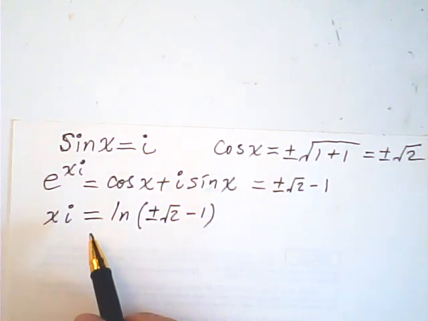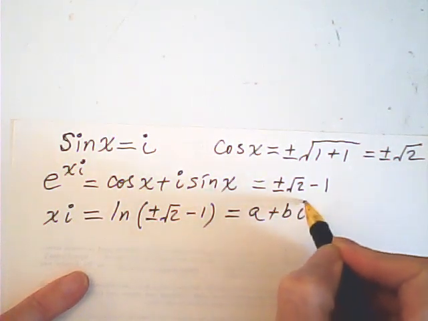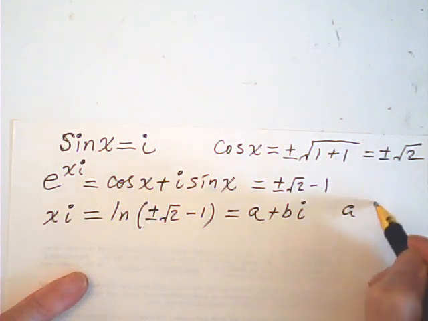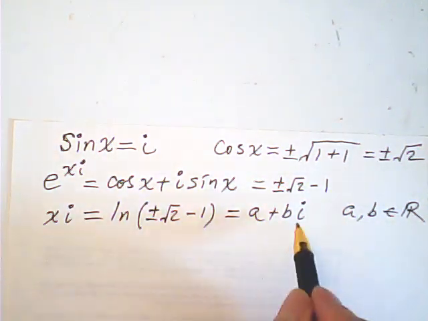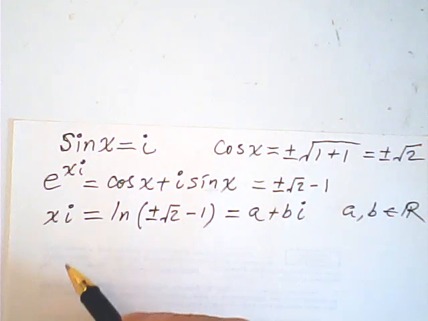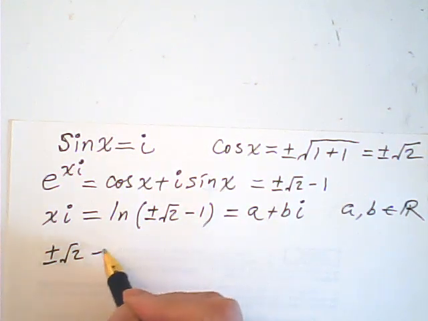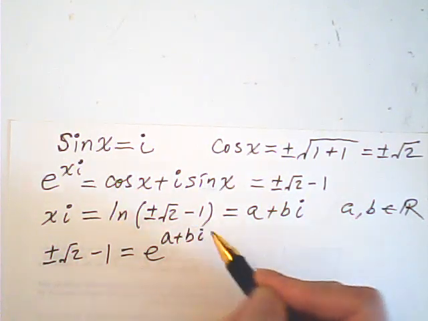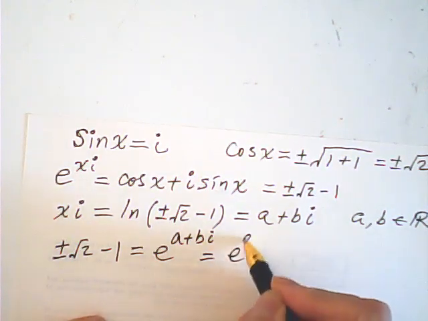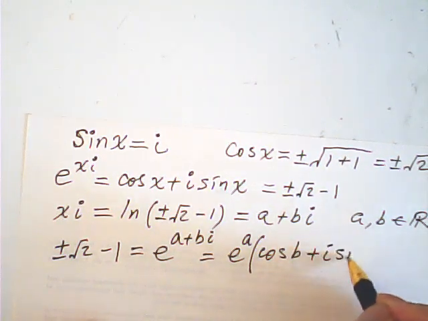I know that xi is a complex number. Therefore, this is equal to a plus bi, and a, b are real numbers. And from this, I can know that plus or minus root 2 minus 1 is equal to e to the power of a plus bi, which is equal to e to the power of a times cosine b plus i sine b.